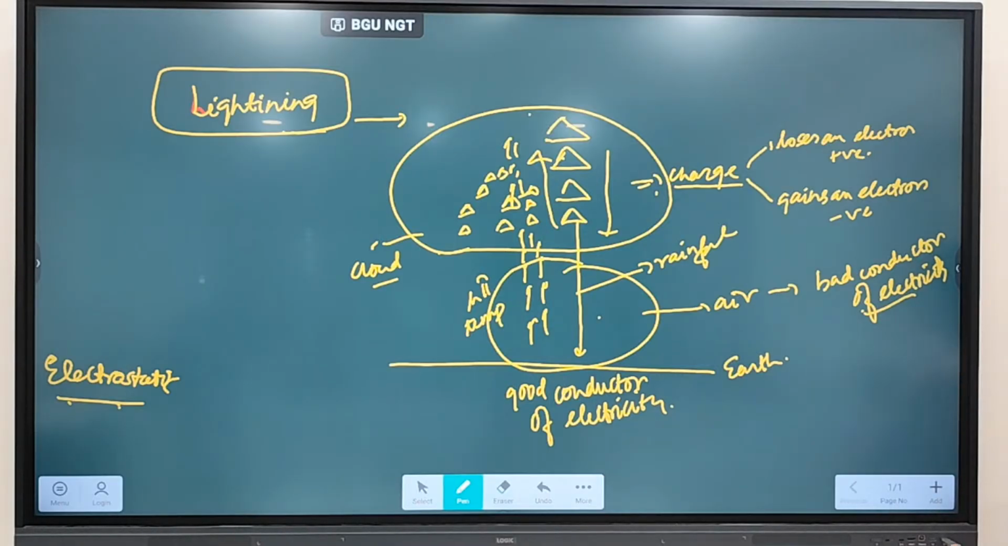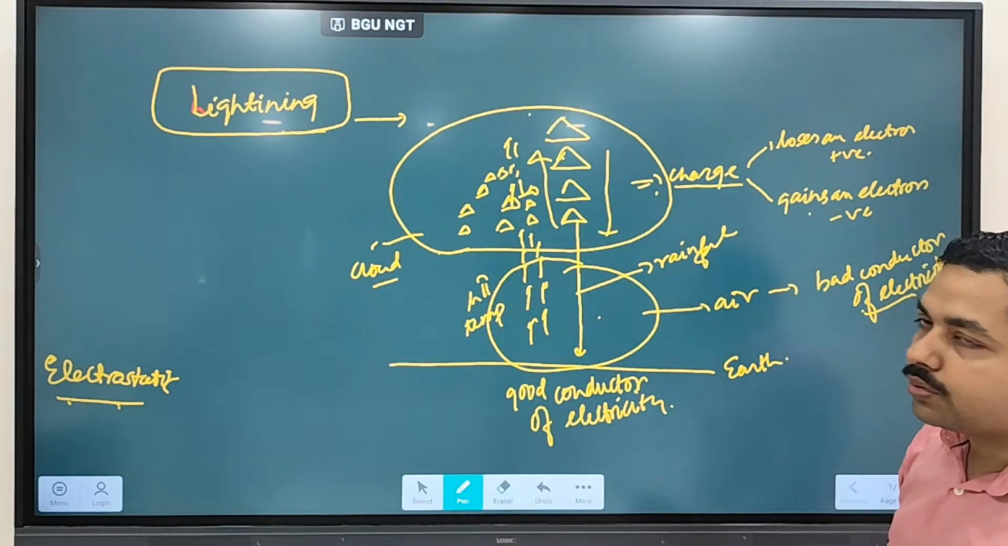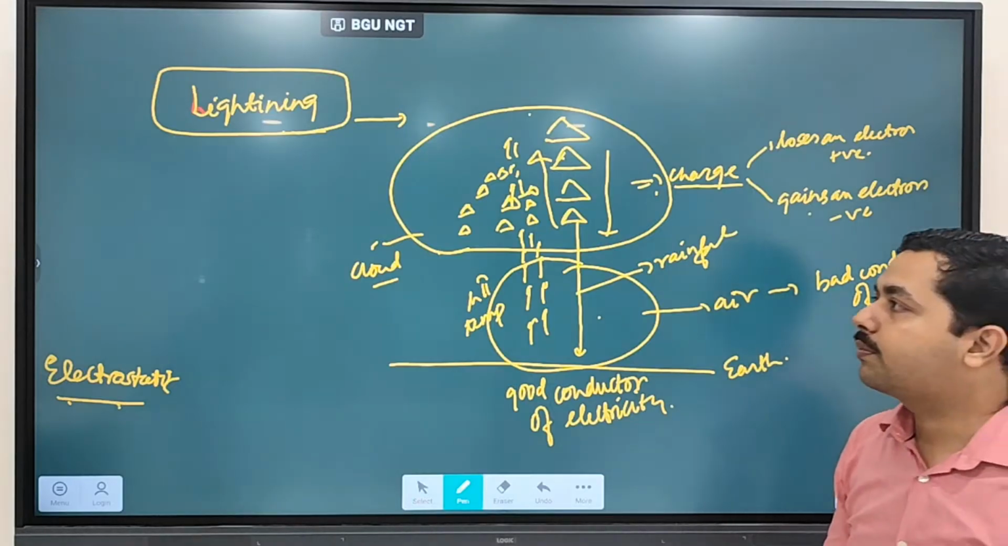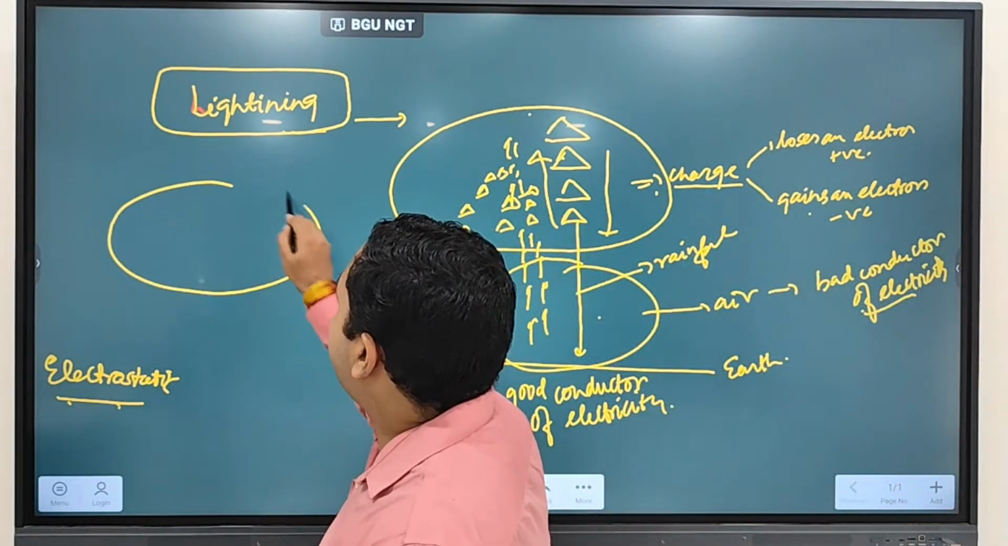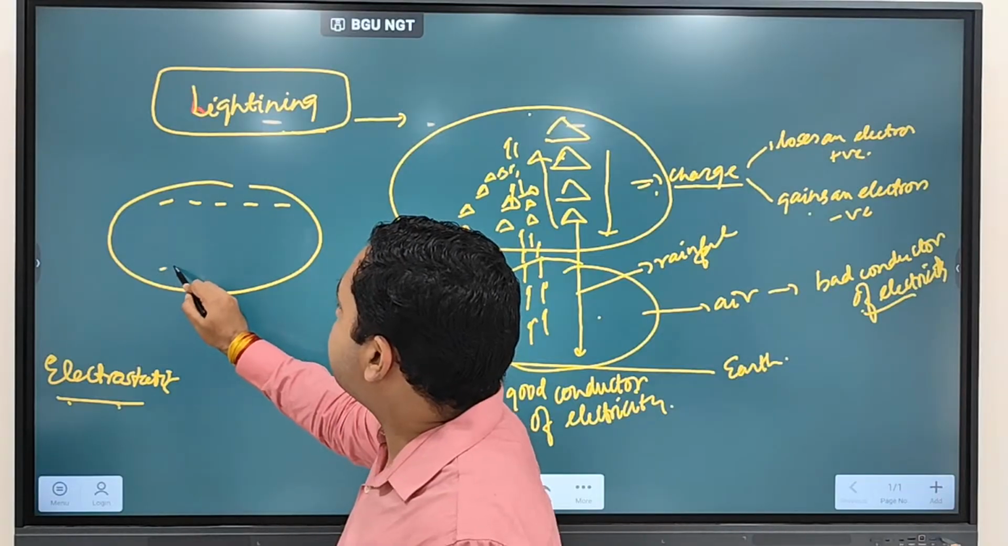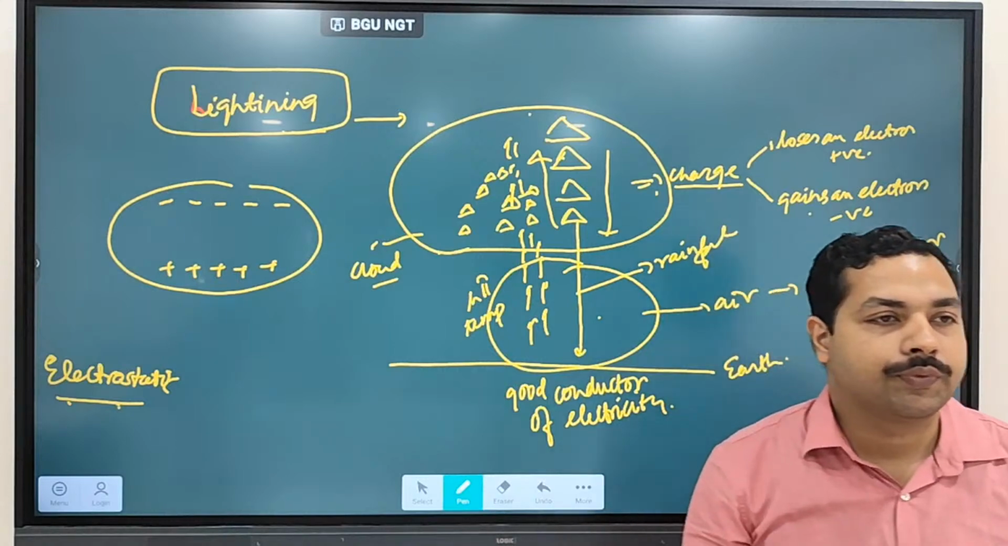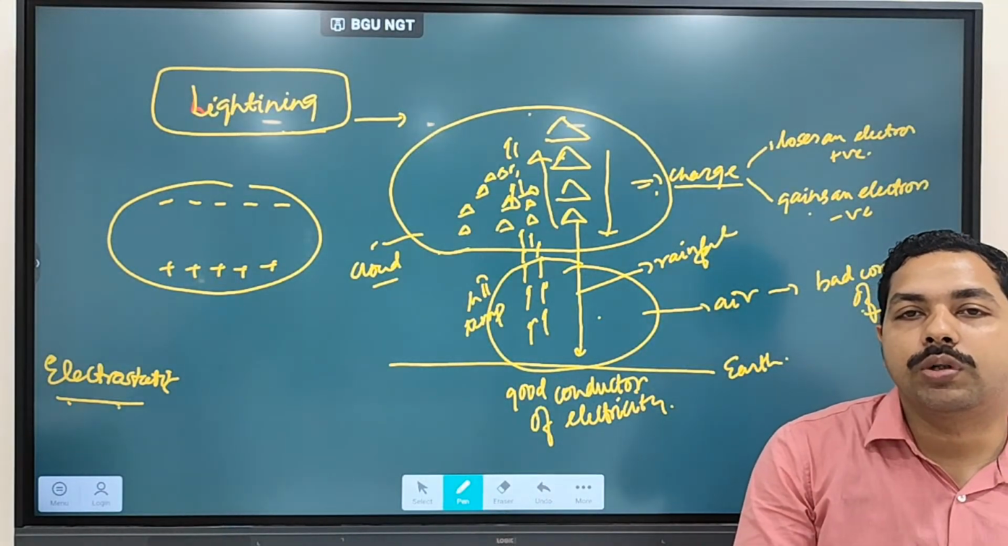Why are charges being formed? Because friction is happening. As a result, one material will lose an electron, another will gain an electron, and because of this, charges are going to be developed in the atmosphere. Clear? Now, let's say this is a negative charge which is developed. This is a positive charge which is developed. What will happen when charges are developed?